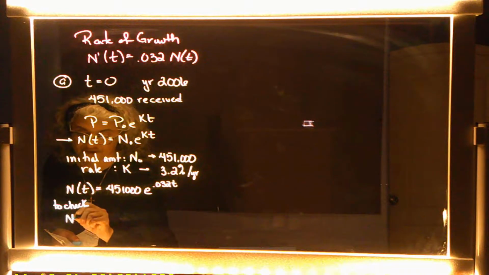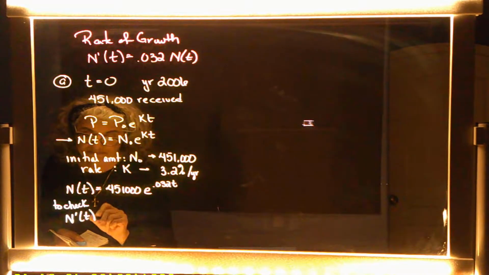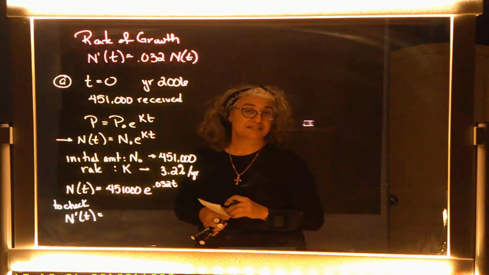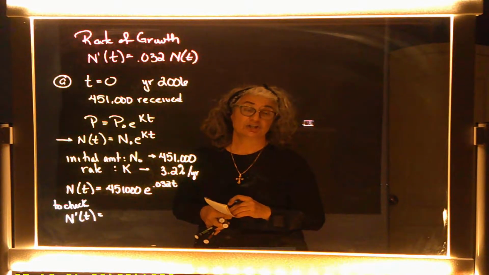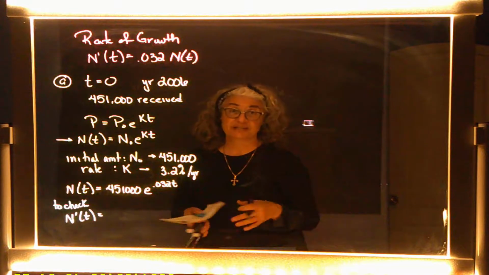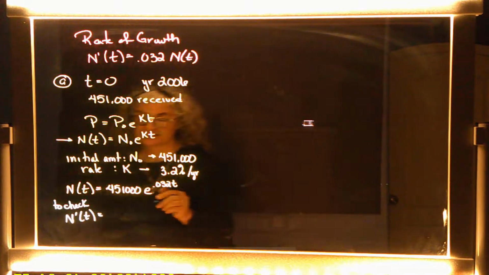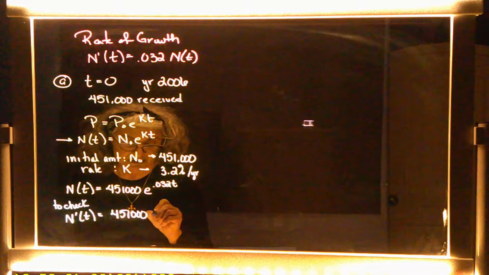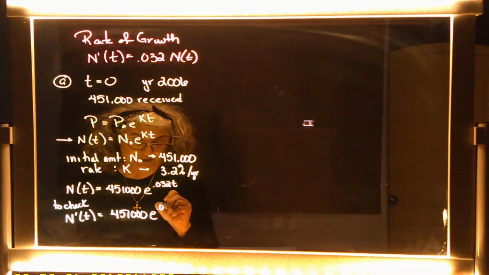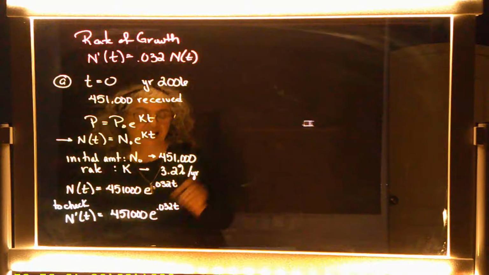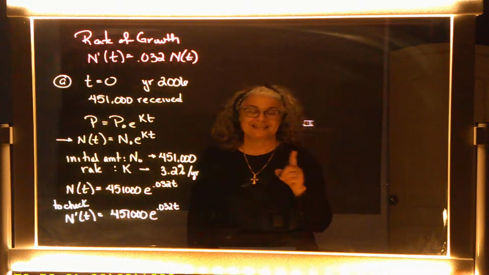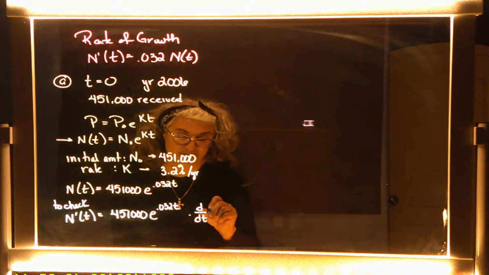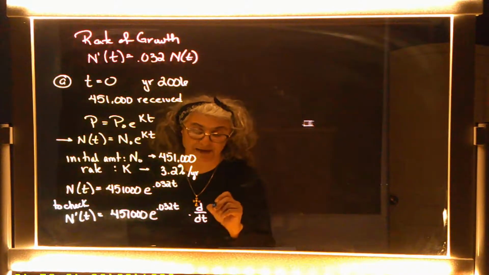I am going to take the derivative of this function. So, remember how to take the derivative of a function that has an e in it. Good. To take the derivative of a function with an e, it is itself, isn't it? So that means it's going to be the 451,000 multiplied by e to the 0.032t, and then what? Yeah, multiplied by the derivative, in this case with respect to t, of the power.